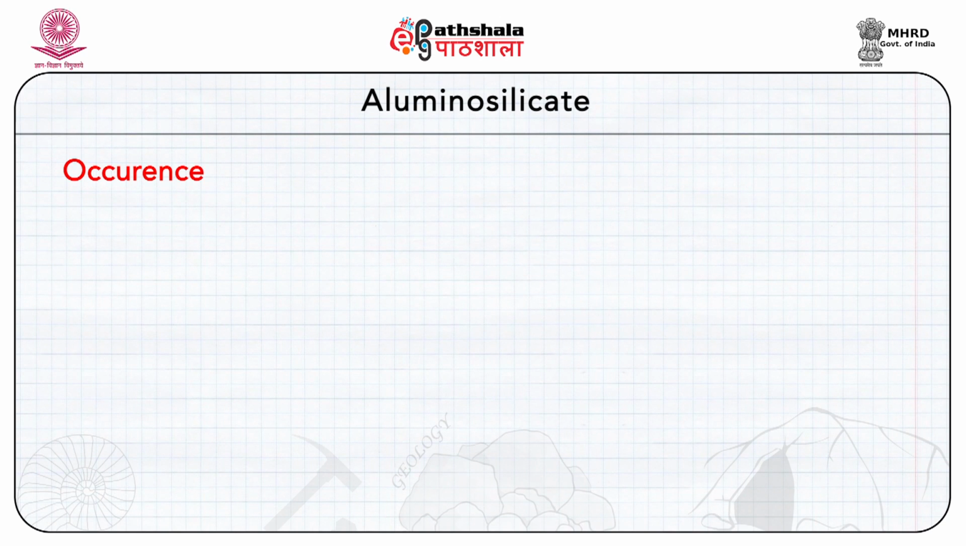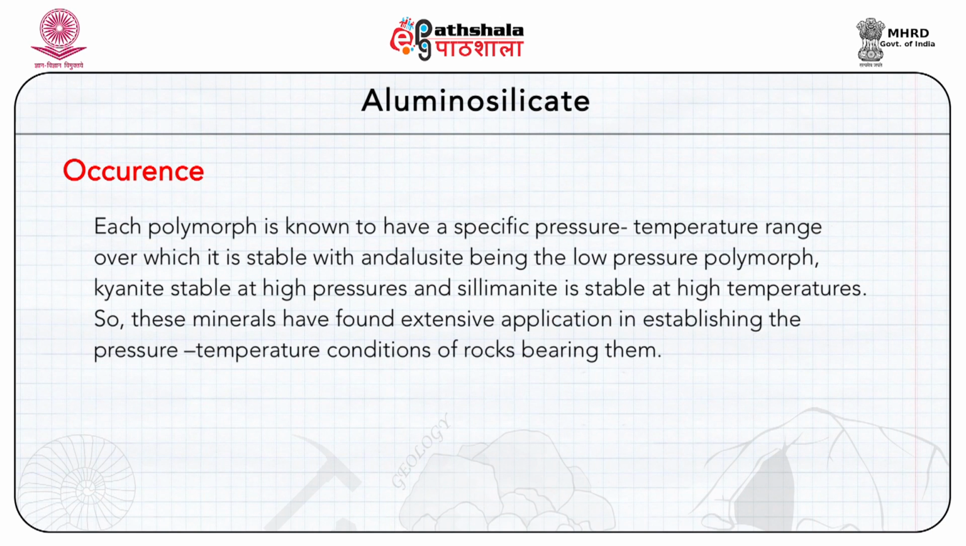Occurrence of these minerals. Each polymorph is known to have a specific pressure and temperature range over which it is stable, with Andalusite being the low pressure polymorph. Kyanite is stable at higher pressures and Sillimanite is stable at high temperatures. So, these minerals have found extensive application in establishing the pressure and temperature conditions of rocks bearing them.